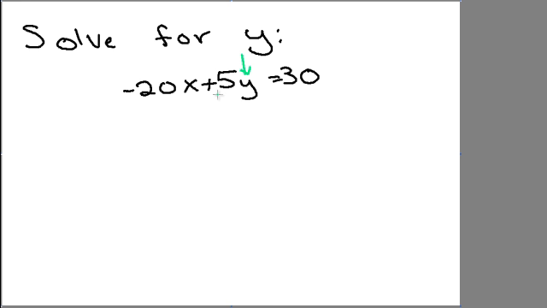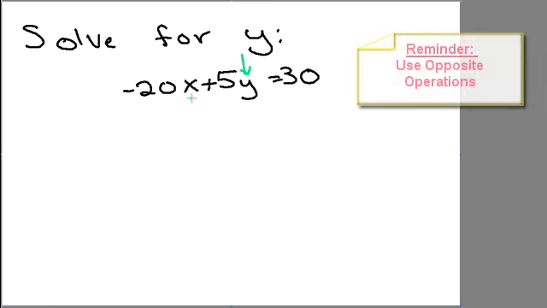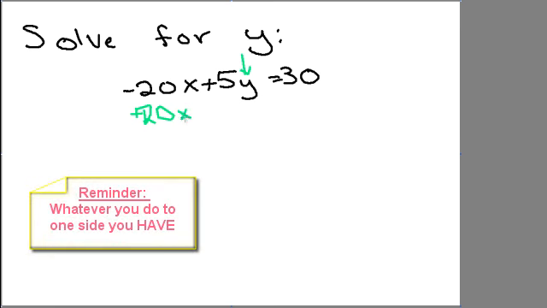Looking at this, it looks like 5y is what's added, so we're going to want to get rid of that first. But remember, we want the y to stay. So really we want to move this negative 20x. To do it, we do the opposite operation. So I add it because it was negative. And I'm not just going to add the 20, but the x goes with it because it's one term. It goes together. And whatever I do to one side, I have to do to the other.